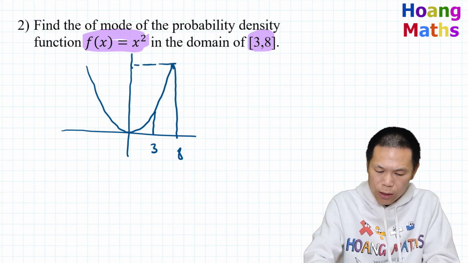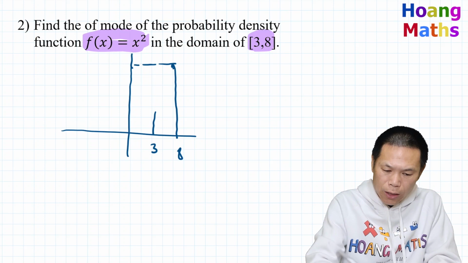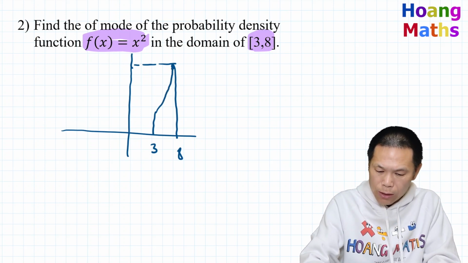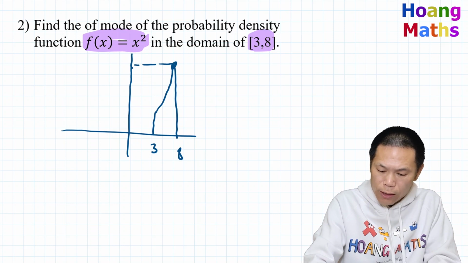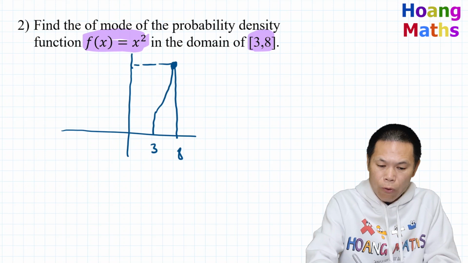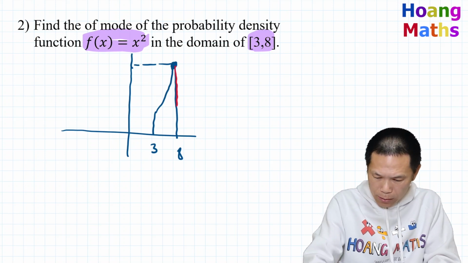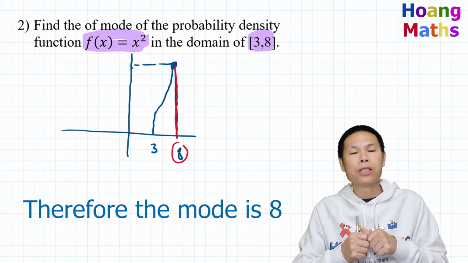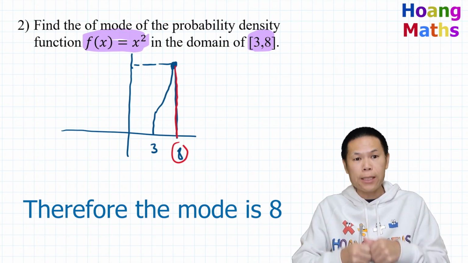Let me just clear this. I just draw within the domain. So I change that. So this is it. Therefore, this is the maximum value of f(x), so the mode is 8. Therefore, the mode for this probability density function is 8.